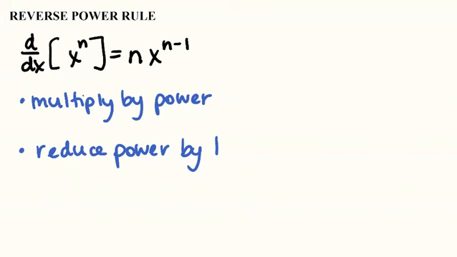So the reverse power rule is going to be: increase the power by 1, and then divide by the new power.